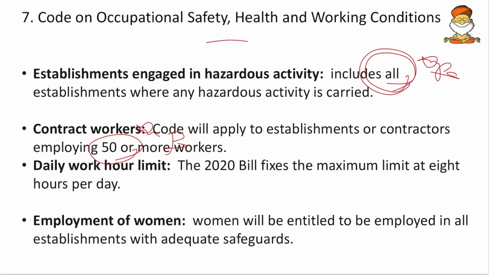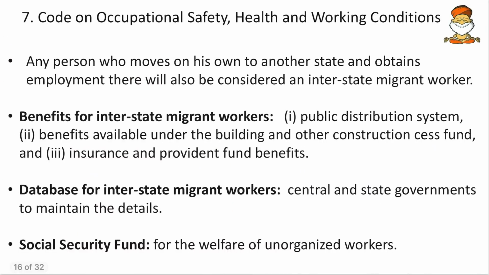And then the daily work hour limit. Here 8 hours is the limit per day. If someone is working more than 8 hours, it is overtime. Then employment of women. Women will be entitled to be employed in all establishments with adequate safeguards. So mark 'all'. 'All' is not an extreme here. It is factually correct. And then any person who moves on his own to another state and obtains employment there will also be considered an interstate migrant worker. So it is not only from the employer side. Even if the employee moves on his own will, that is also considered as migrant.